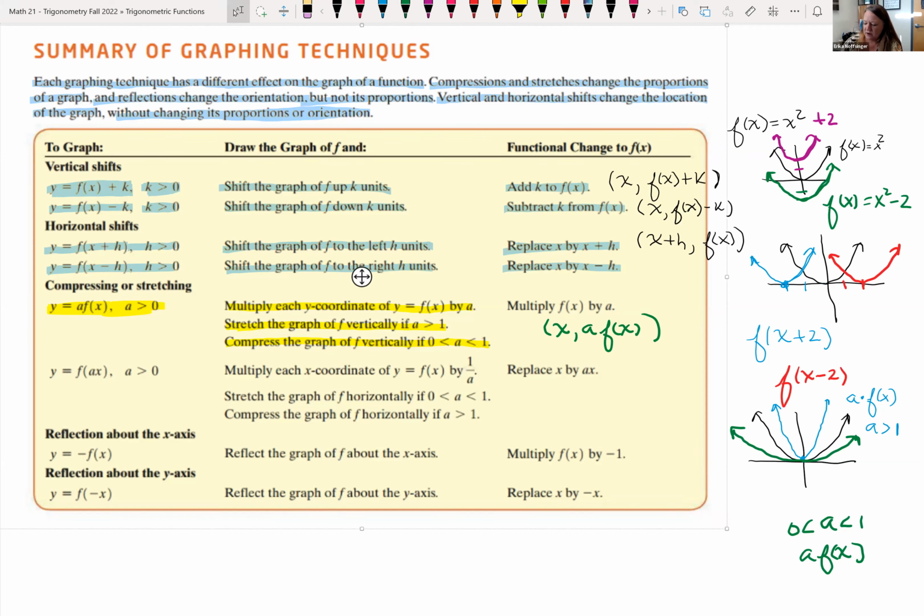So now looking at it, when we're multiplying the inside, the x value by a. So if y is equal to f of ax, where a is greater than 0, multiply each x coordinate of f of x by 1 over a. And then we're going to stretch the graph horizontally if a is between 0 and 1, and we're going to compress it horizontally if a is greater than 1.